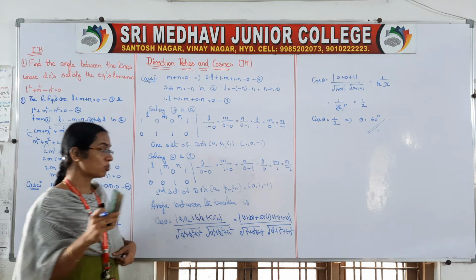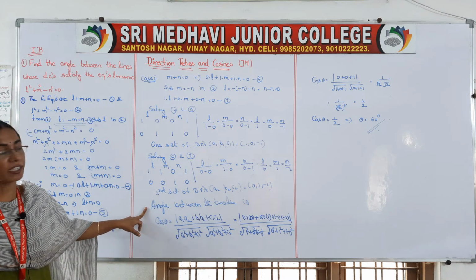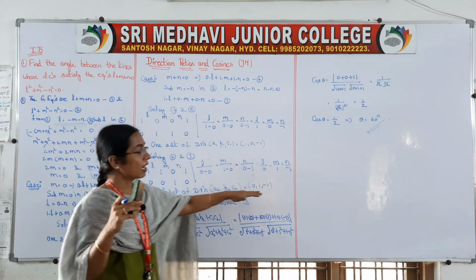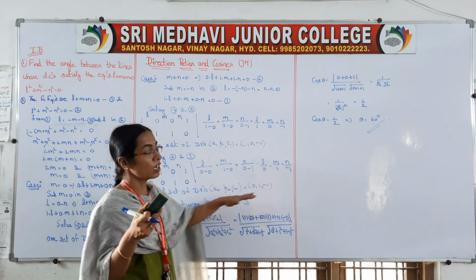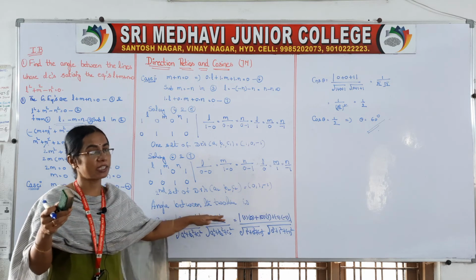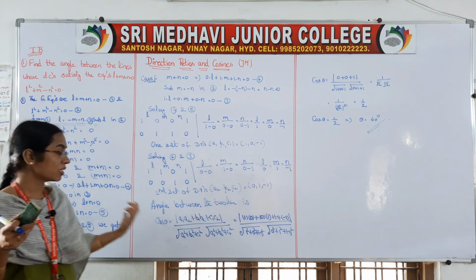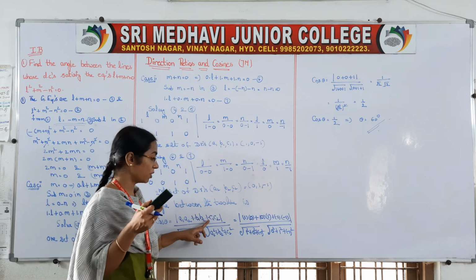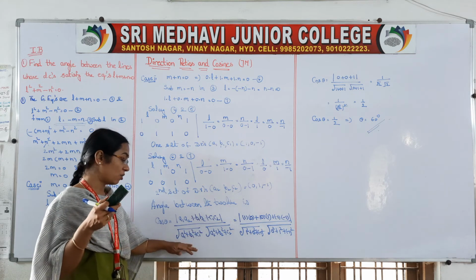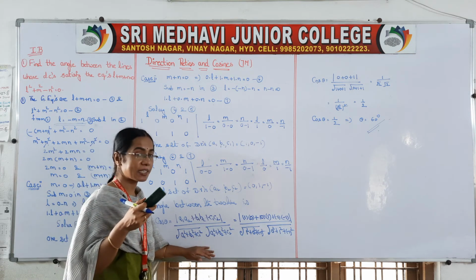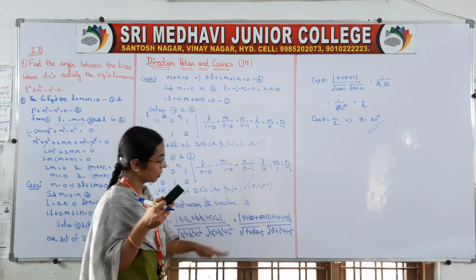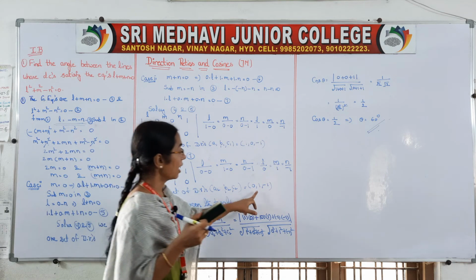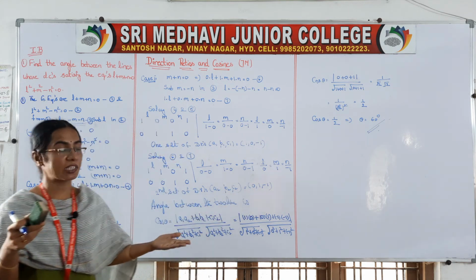Once we have two sets of direction ratios, we can easily find the angle between them. That means the first one is the direction ratios of the first line and the second is the direction ratios of the second line. We have to find the angle between the two lines. So if we know the direction ratios, the formula is cos theta is equal to modulus of a1 a2 plus b1 b2 plus c1 c2 by root of a1 square plus b1 square plus c1 square, into root of a2 square plus b2 square plus c2 square. You consider the first set as a1 b1 c1 and the second set as a2 b2 c2.